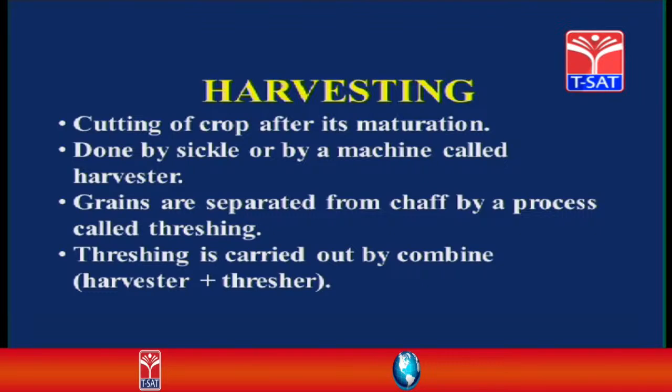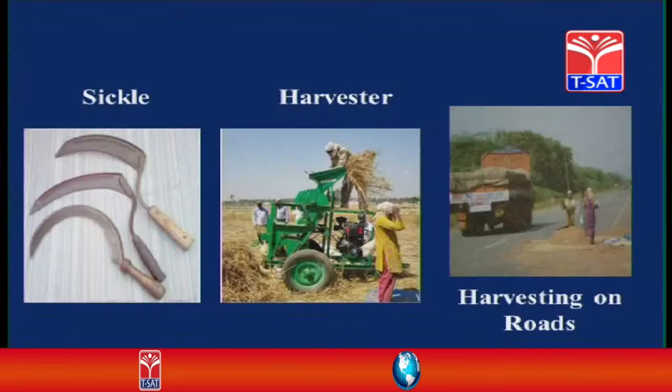And after harvesting, they will be separating the grains from the chaff. This process is called threshing. Threshing is done by a machine called a combine, and this combine is both the harvester and thresher. Is it clear, children? So, after threshing, what process is done? Winnowing.